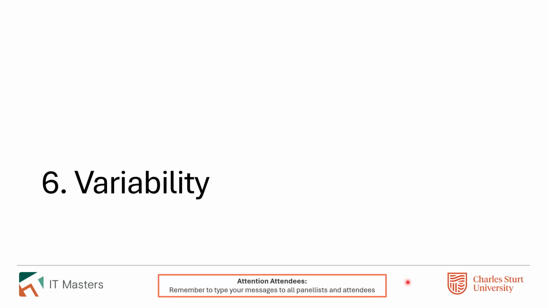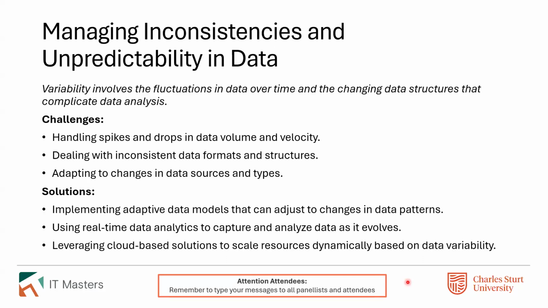And number 6, so we're almost done. It's only a quick one tonight, obviously. So hopefully there's a few questions. Number 6 is variability. So this is fluctuations in data over time.